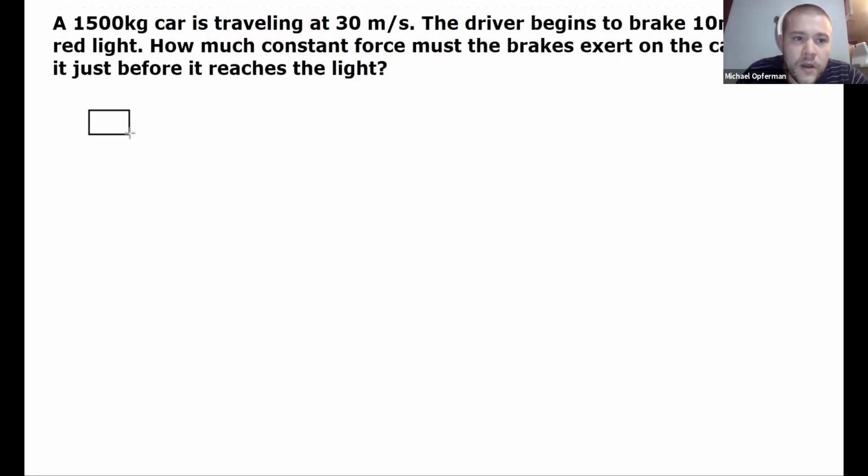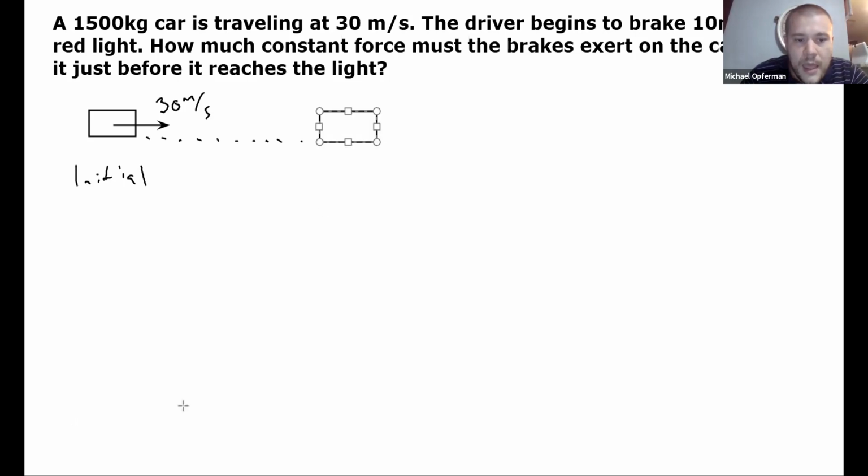Okay, so initially the car is, let's say, over here, and it's traveling, let's say, to the right at a velocity of 30 meters per second. So this is my initial state. And then it travels along for a while. And then at some later time, it's over here. And this is going to be my final state.